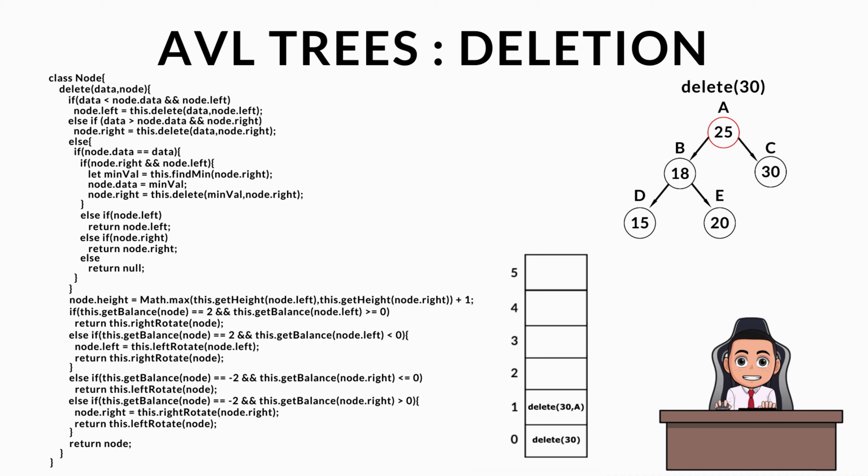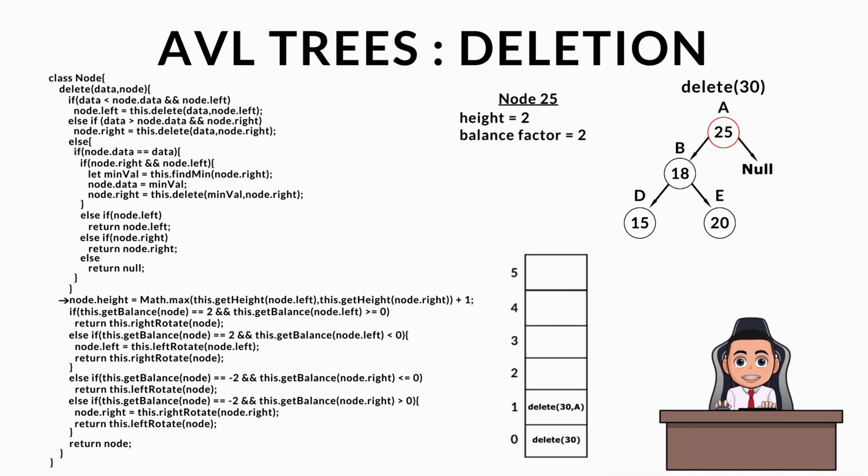We then get returned to the previous delete method and continue executing the code. So we set the right child of 25 to null. From here, it's time to update the height of the node we're currently at. So 25 has a height of 2. Next, we check to see if we have to rotate. So 25 has a balance factor of 2. So that means that our tree is unbalanced.